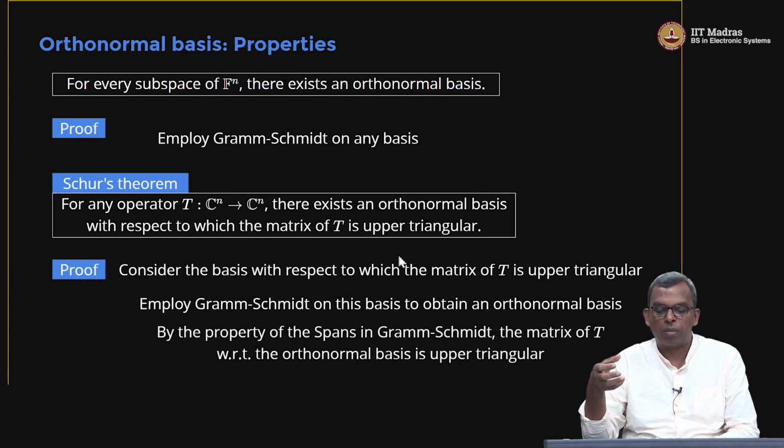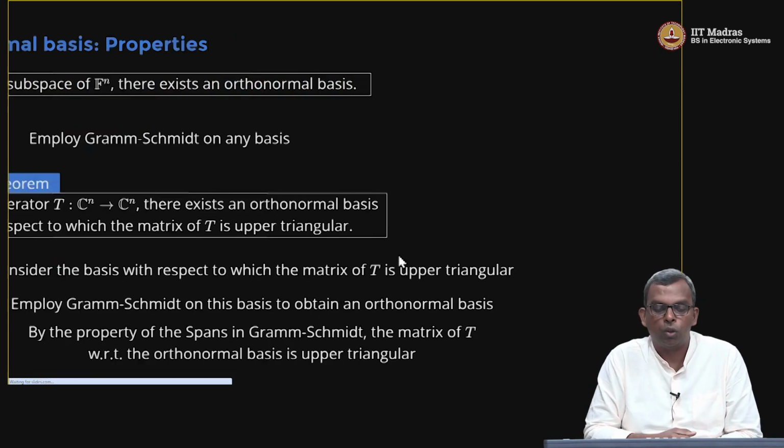The claim is, because of the way the spans work in Gram-Schmidt, the matrix of T with respect to this orthonormal basis remains upper triangular. That part needs a little bit of writing down. I am not doing that in great detail for you, but this shows you the usefulness of orthonormality. So, you have an orthonormal basis with respect to which the matrix of any operator is upper triangular. This is a very useful property.